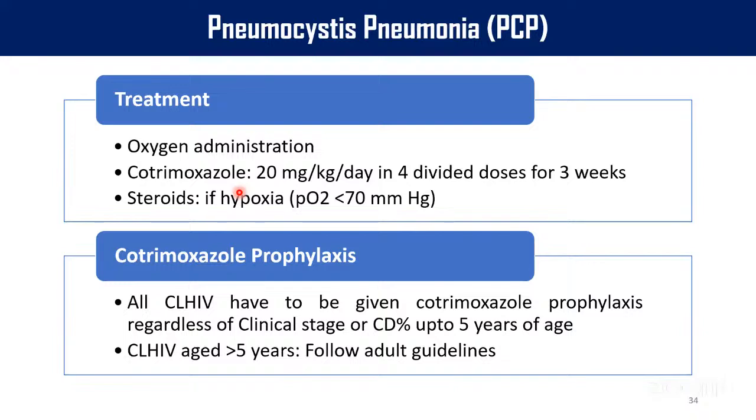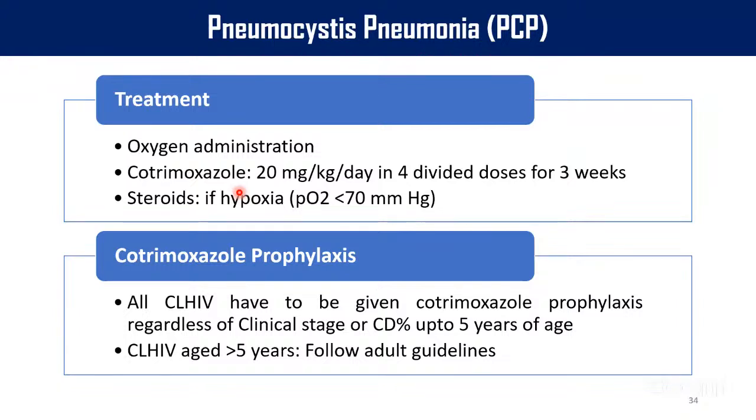If there is hypoxia, that is partial pressure of oxygen less than 70, then you may add a short course of steroid, 5 days, 2 milligram per kg body weight. Then you can taper over another 10 days, or 21 days total. So total duration of therapy is 21 days.